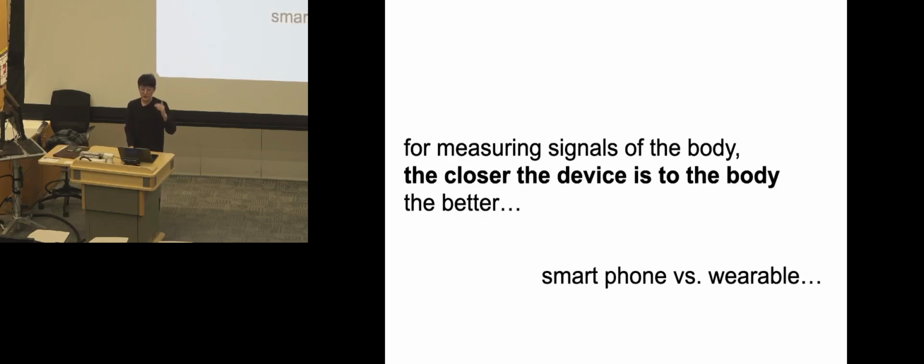This will include, for example, smartwatches or generally devices that go onto your body. Why are we doing a lot of things on wearables? Because for measuring the signals of the body, the closer the device is to the body, usually the better. It's basically closer to the source, and then usually gives you better, less filtered data.